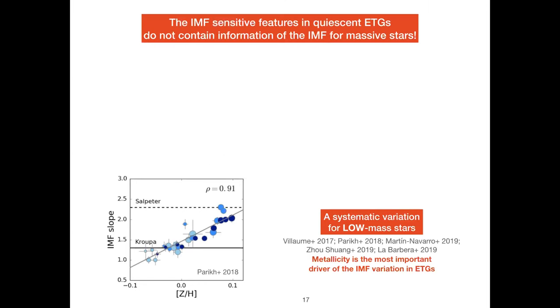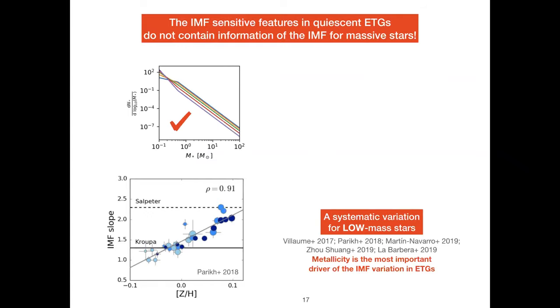Now, it is important to realize that this MF change is only about the low mass stars, it's not about massive stars, because these quiescent galaxies you observe don't contain any massive stars. So from this empirical relation, it is reasonable to assume a MF variation like this. So the low mass part of the MF is changing, but for the high mass part, you assume the canonical MF. So this assumption doesn't affect your stellar population synthesis, and your observation also doesn't constrain the high mass part.